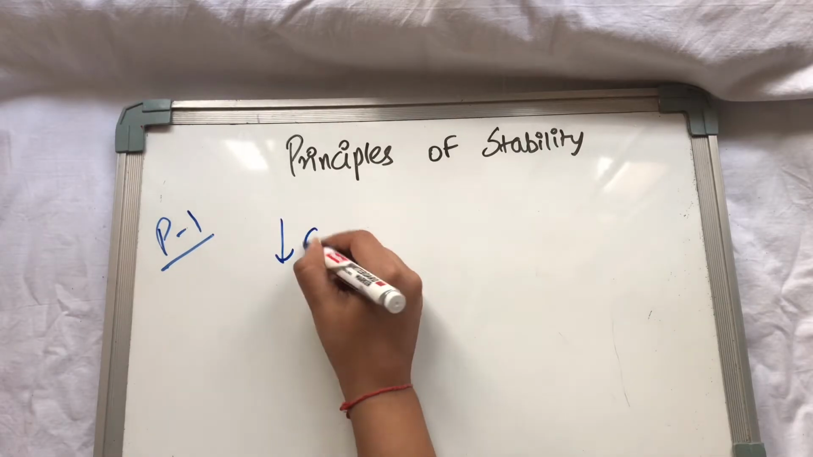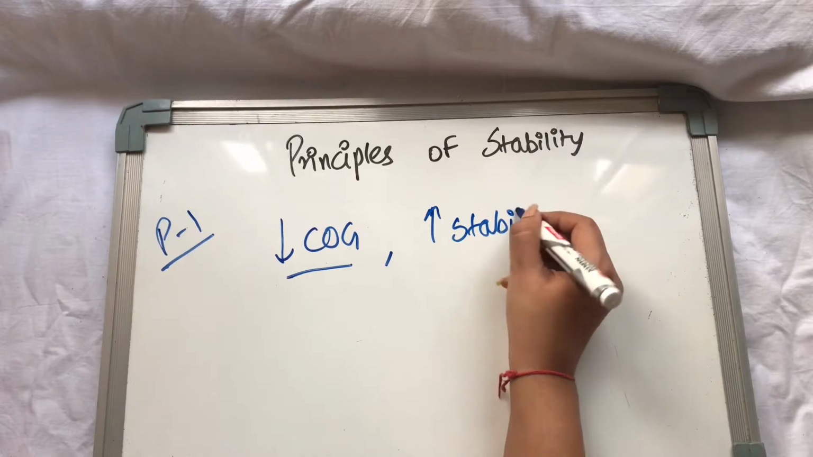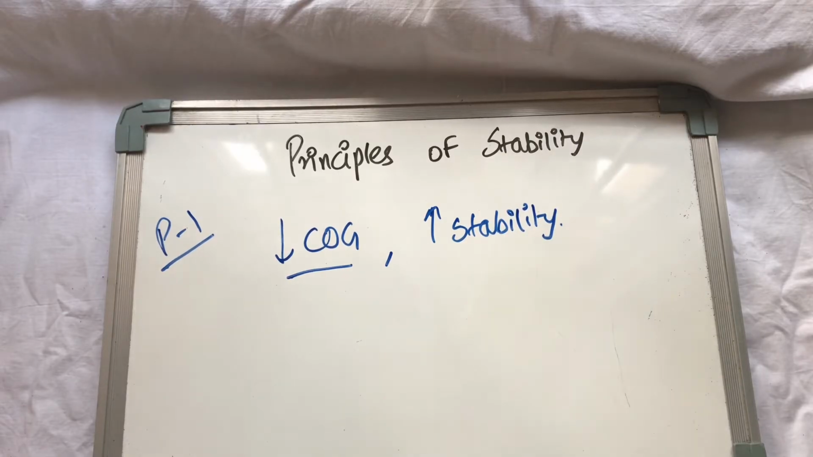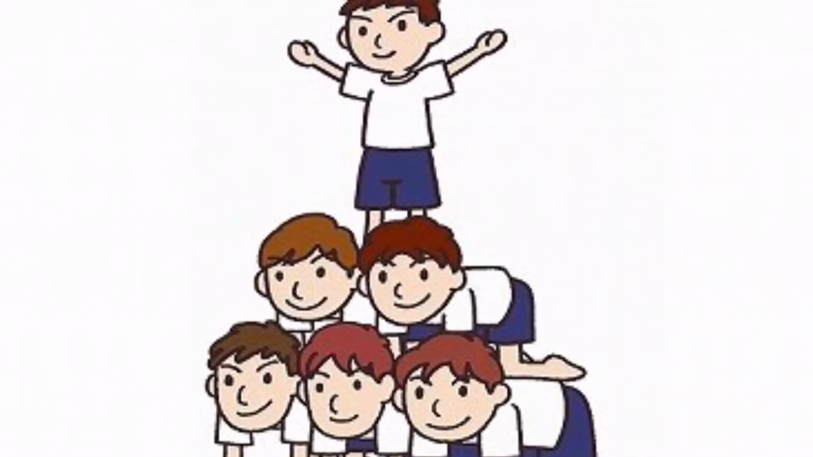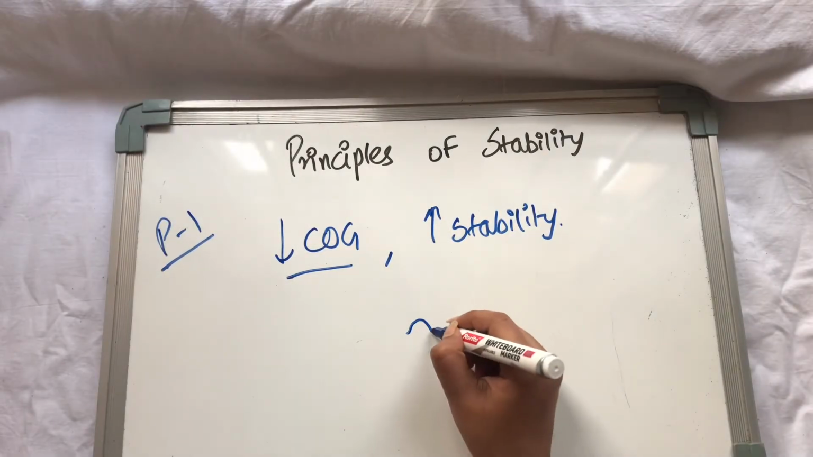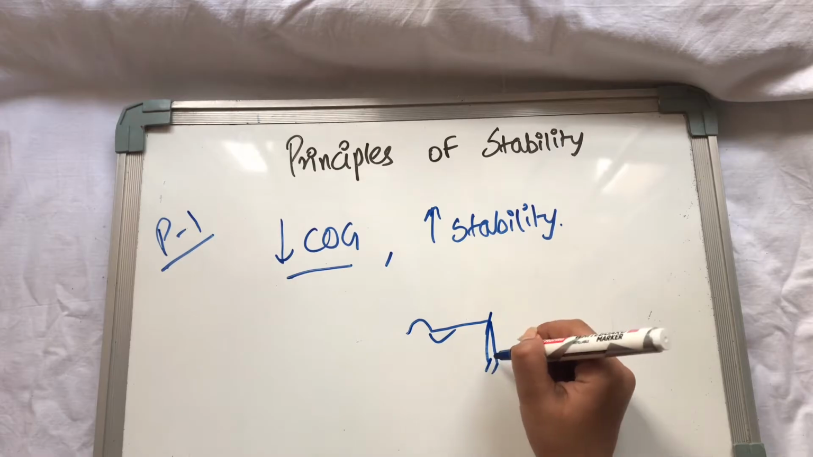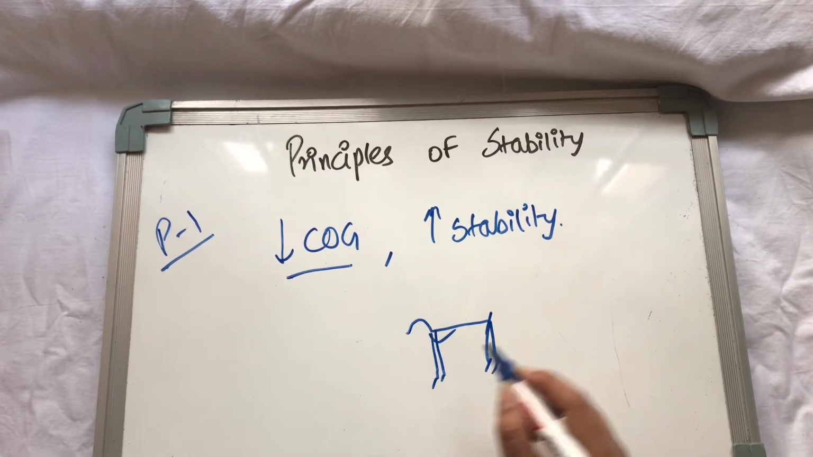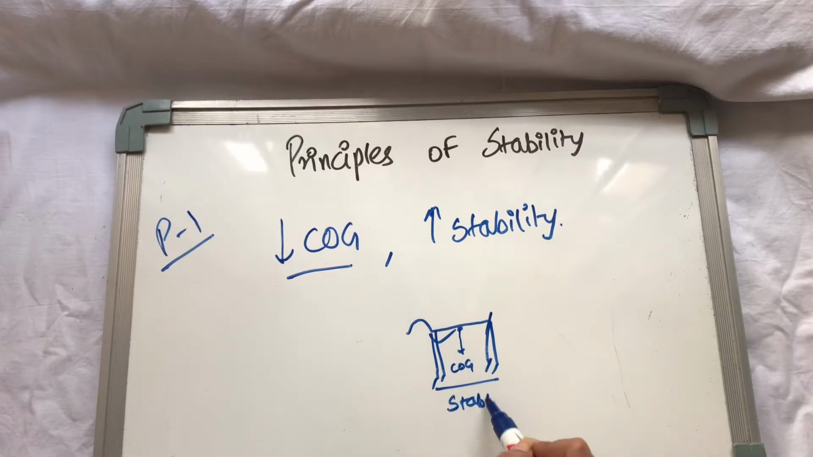Let's start with principle 1, which states that the lower the center of gravity, the greater will be the stability. Now, the question is where they are used. The best example is pyramids. Participants at the lower base part have their hands on knees, that is kneeling position, where COG is at its lowest and the patient is supported with their hands and knees. This is the best position to start for patients having balancing issues.